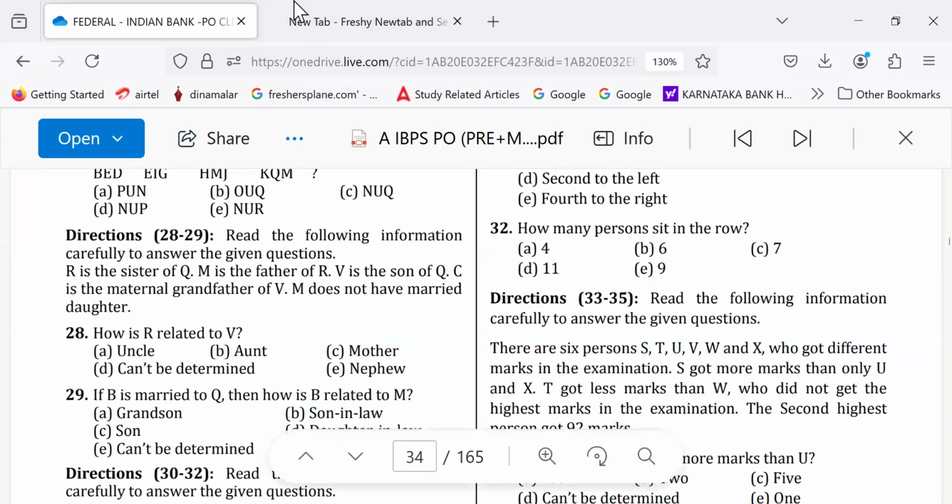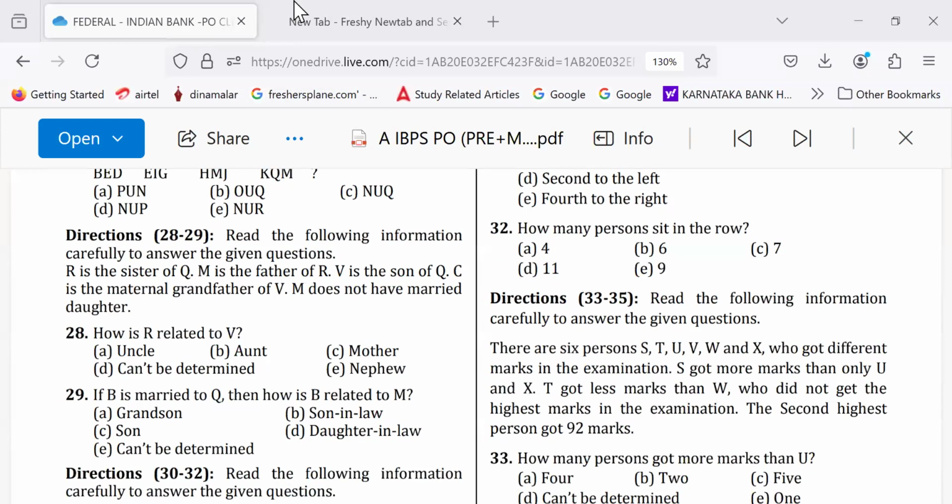Question number 28. Whose mic is good? Whose internet connection is good? Sneha, your internet connection is good? Sir, can you hear me? Yeah, I can hear you. Please read. Okay, question number 28.